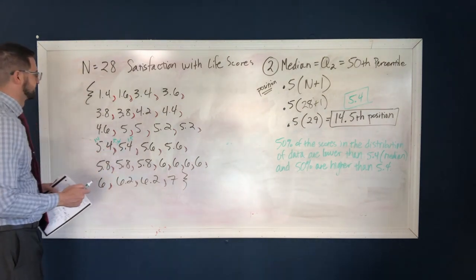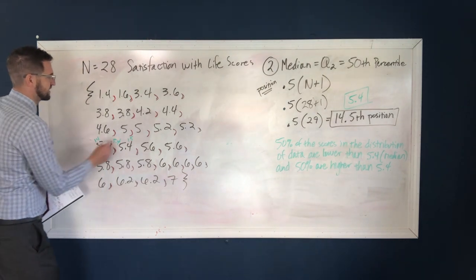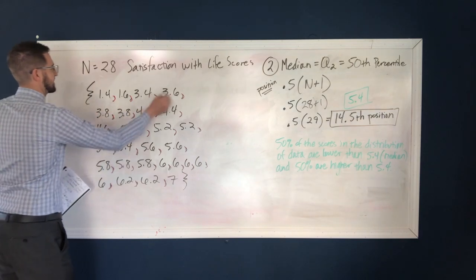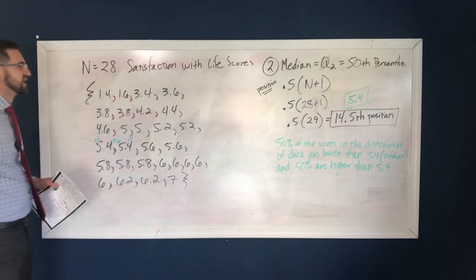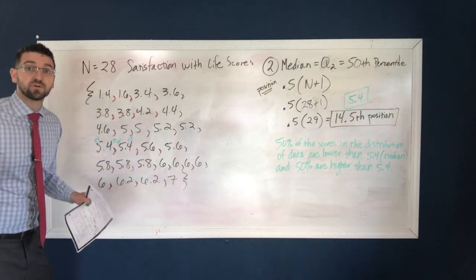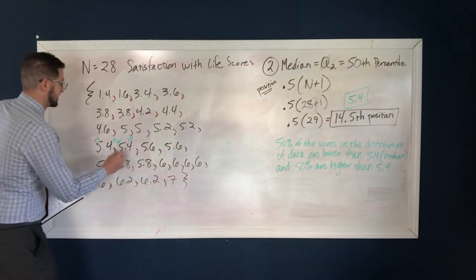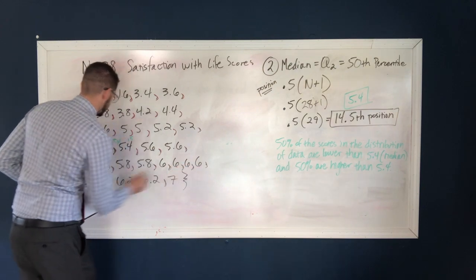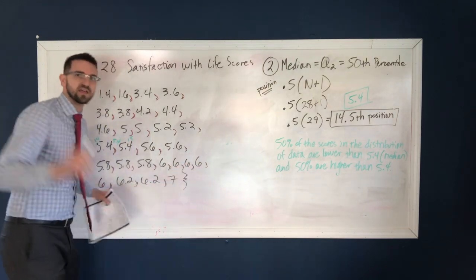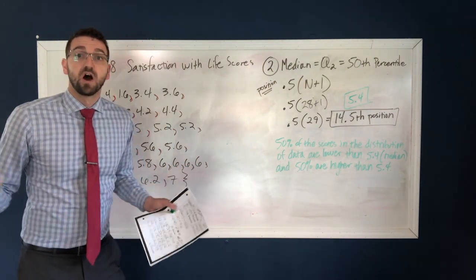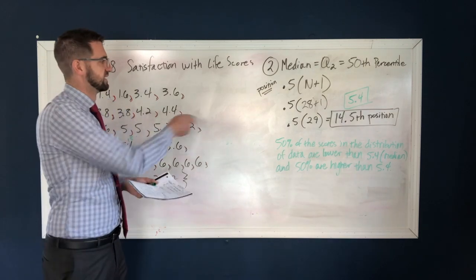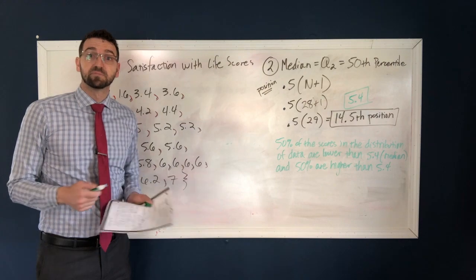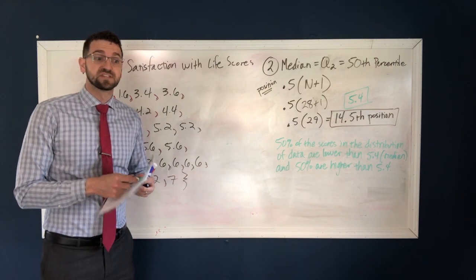Okay? So we determined that our median is this 5.4 value in between the 14th position and the 15th position. So let's count. 1, 2, 3, 4, 5, 6, 7, 8, 9, 10, 11, 12, 13, 14. So 14 of the scores are below the median. 1, 2, 3, 4, 5, 6, 7, 8, 9, 10, 11, 12, 13, 14. 14 of the scores are above the median. Right? There you go. 50% are above, 50% are below. So there's your interpretation for median.